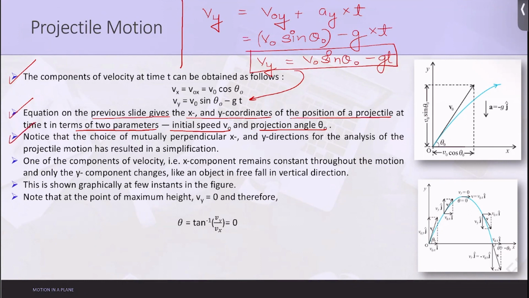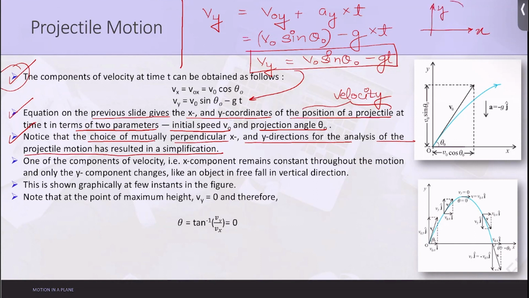And what does this point tell us here? It tells the same thing, but in place of position, it tells you the velocity, basically vx and vy. Therefore we can find the velocity by taking the square root of vx square plus vy square, and tan theta is equal to vy by vx. From this we can find the velocity magnitude and direction. Notice that the choice of mutually perpendicular x and y directions for the analysis of projectile motion has resulted in a simplification of the complete analysis.